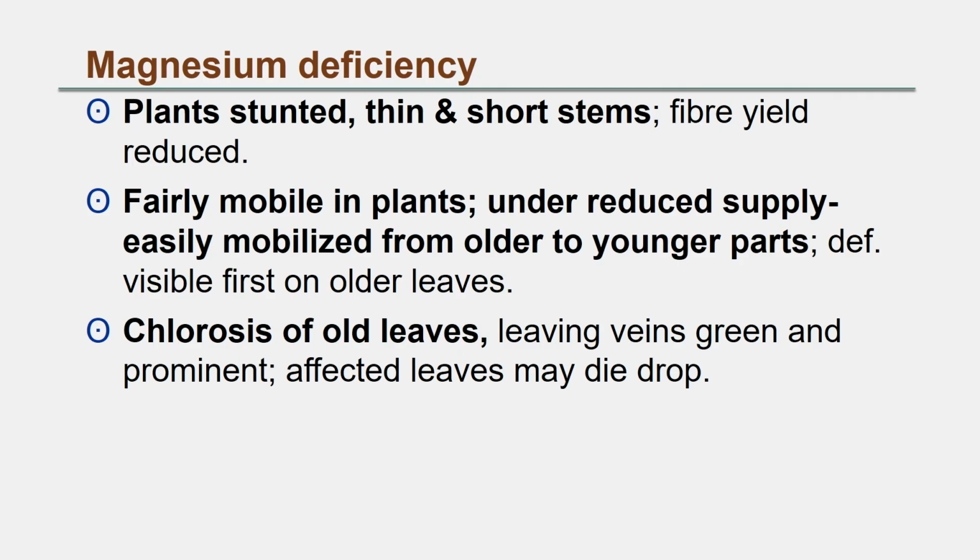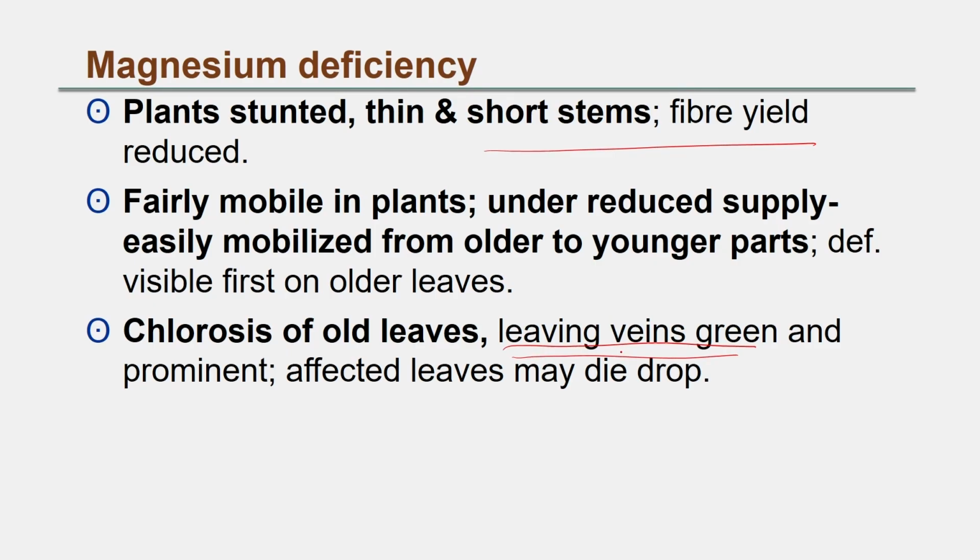Now see magnesium deficiency. Plants are stunted, with thin and short stems. Fiber yield is reduced. Magnesium is fairly mobile in plants. Under reduced supply conditions, the deficiency symptoms will come on lower or older leaves, so young leaves do not suffer from magnesium deficiency. Chlorosis of old leaves, leaving veins green.